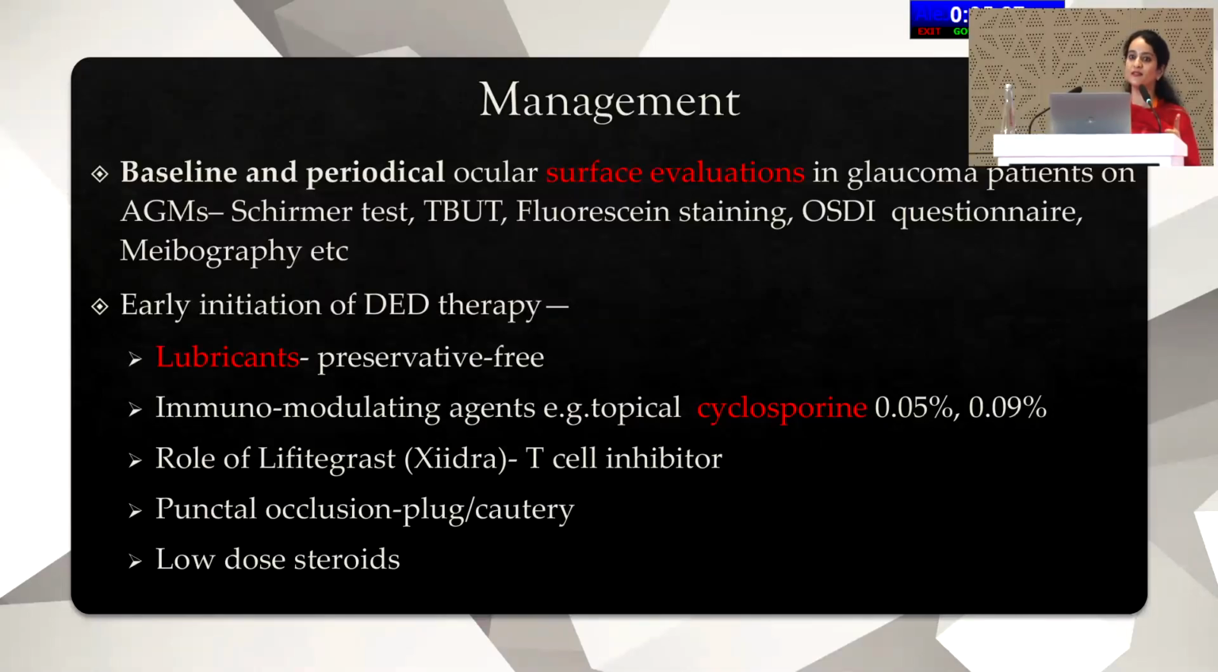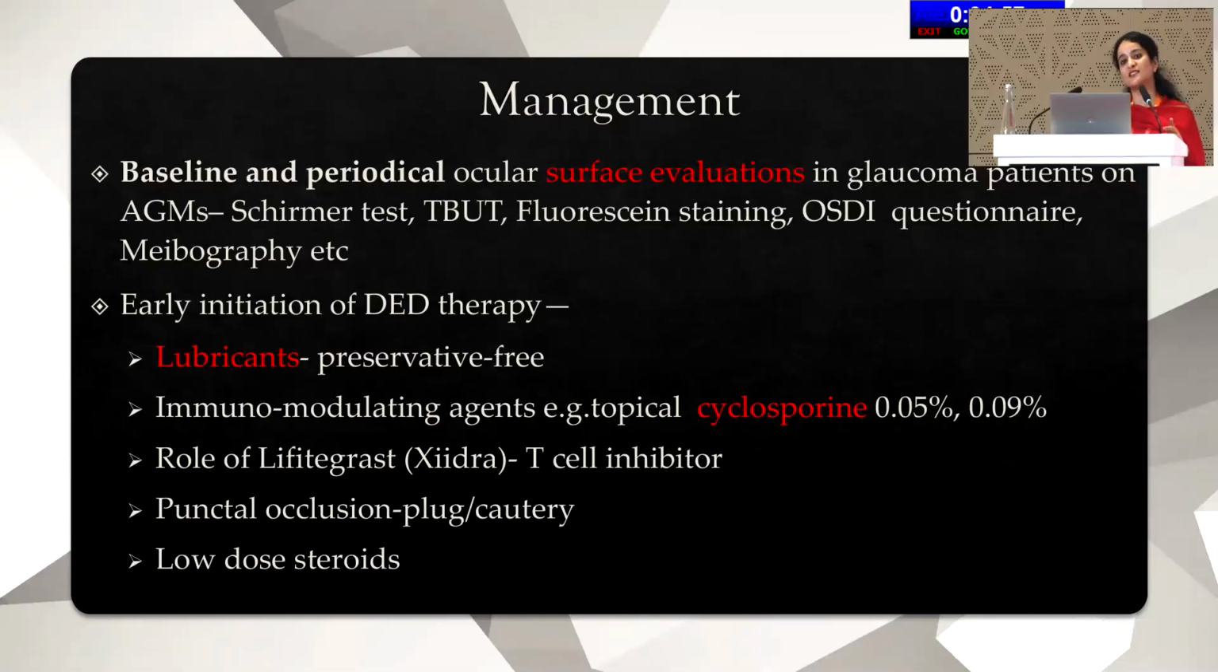So try lubricants. Try using preservative-free when the patient can afford it. We understand that there is an economic problem and affordability issues for a lot of patients, but wherever the option is there, use preservative-free drops. Use immunomodulating agents. Cyclosporine, Restasis, 0.05% has been known to have wonderful effects, especially in patients with severe dry eye disease or severe OSD in glaucoma, and it has been known to increase compliance and quality of life.